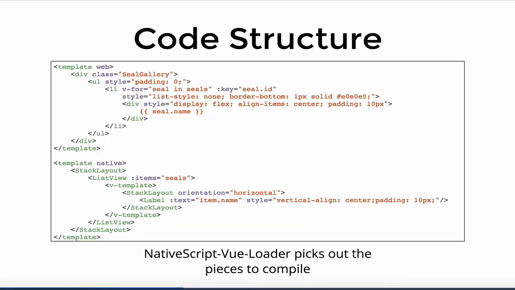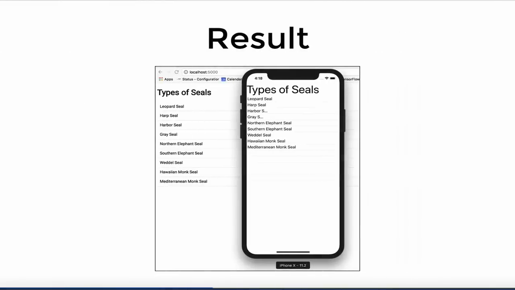And then in your native block, in the same file, you would have NativeScript markup. You would have a stack layout, you'd have a list view looping through your seals array and creating a stack layout with a label inside. And that would give you a nice list. So the NativeScript Vue loader would then pick out the pieces that it needs to compile. It works pretty well. You can take a look at this and try it on your own. I made a little app to display seals, as you saw, and this is how, very simple, this is how it looks on the web. And then the mobile app looks like this, types of seals.